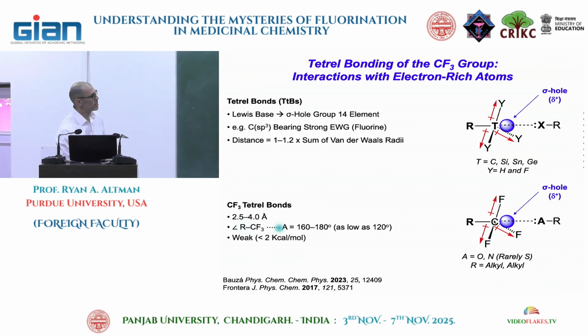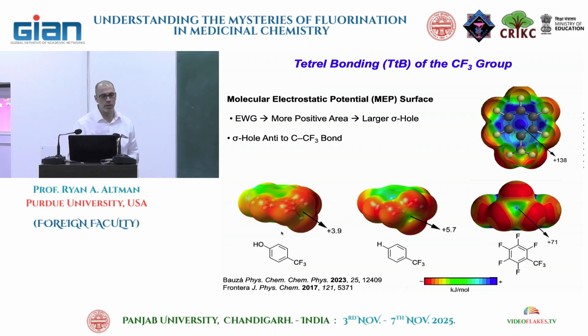2.5 to 4 angstroms. The angle, the geometries are pretty important here. In general, the angles are close to linear between whatever the nucleophilic atom is and the C-F bond. That's close to 180. There's some deviance, there are outliers, but you want to be thinking of a roughly linear arrangement there. And these are not the strongest bonding interactions, still less than 2 kcal per mole, but that can still give you a benefit in a drug discovery campaign.